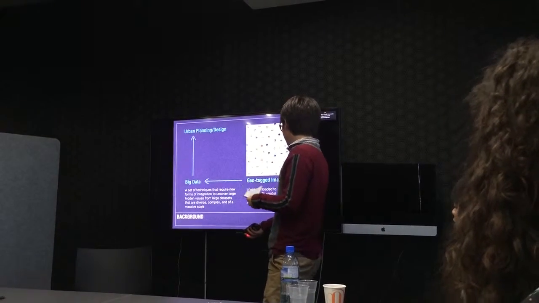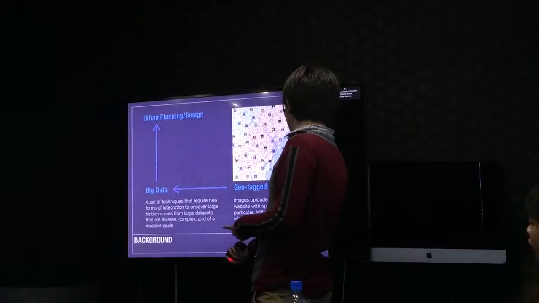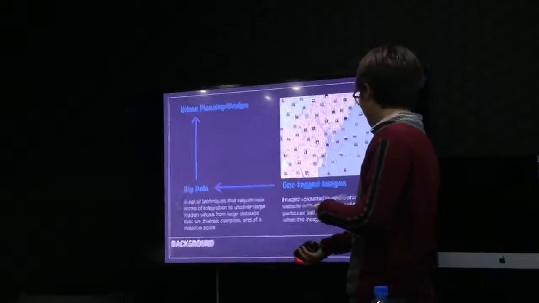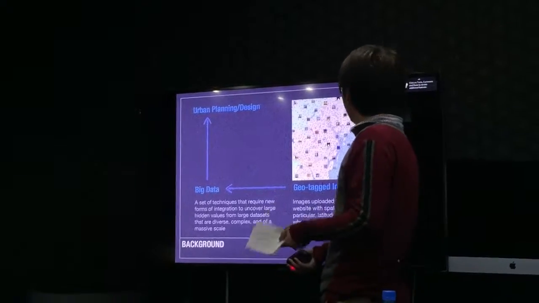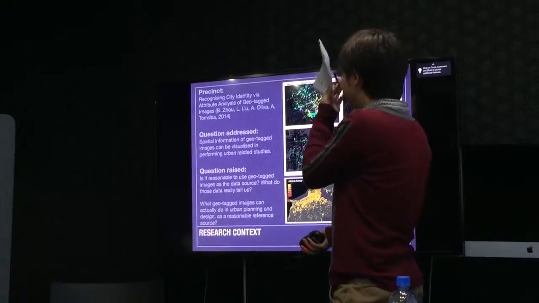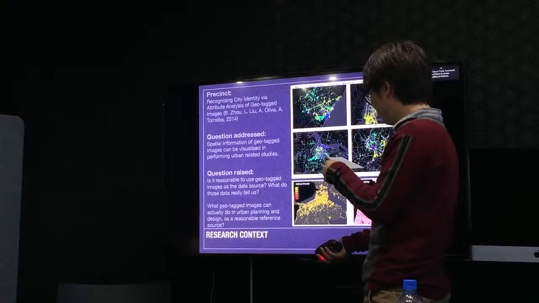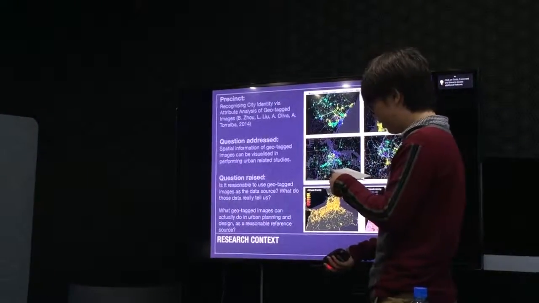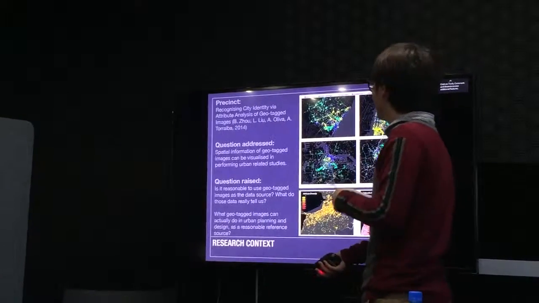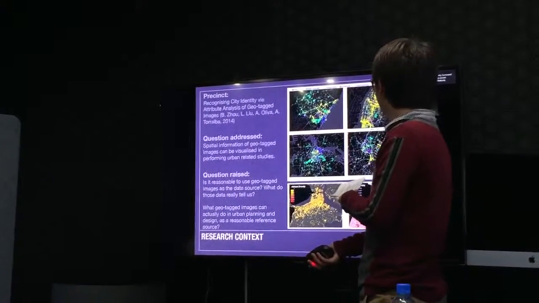They are images uploaded to photo sharing websites like Instagram, Flickr or Panoramio with special information, in particular latitude and longitude. So this is what they have done using this data. They characterized identity via attribute analysis of geotag images and discussed the potential application of the views to urban planning. Here they got very beautiful images.